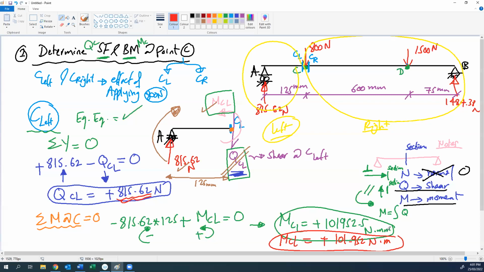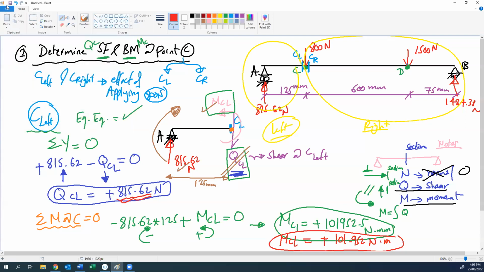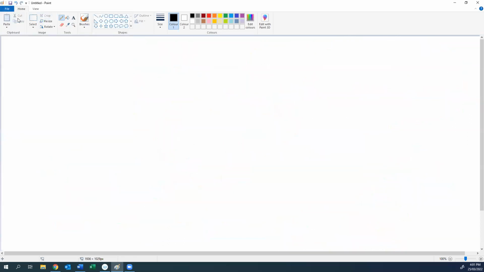Do you have any problem in this one? Do you understand this one? Okay, good. So now we continue to section C right.